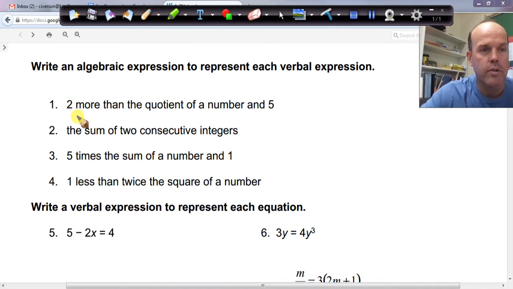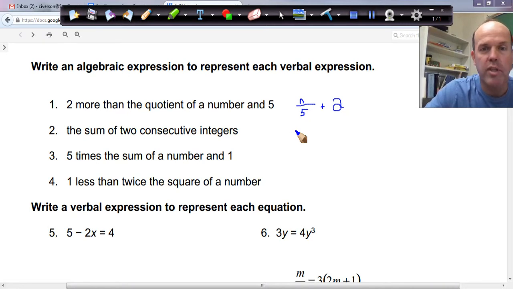Alright, so 2 more than the quotient of a number and 5. Quotient means to divide, so a number and 5. We're going to divide it: n divided by 5. And then 2 more, so plus 2.